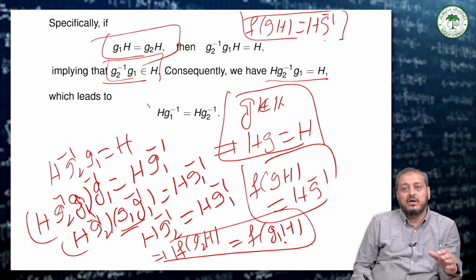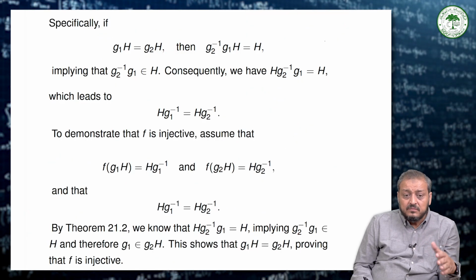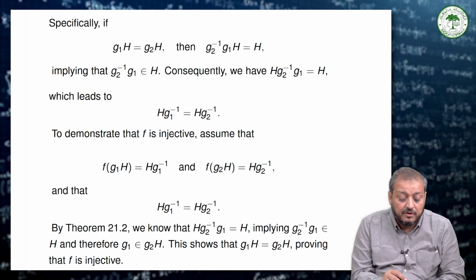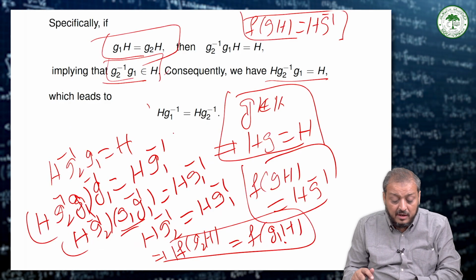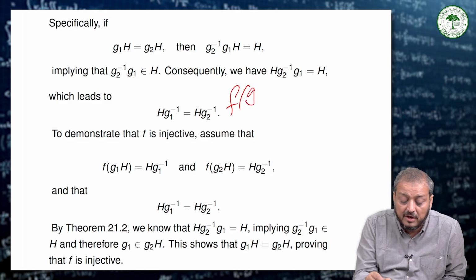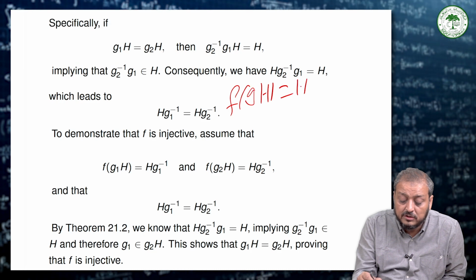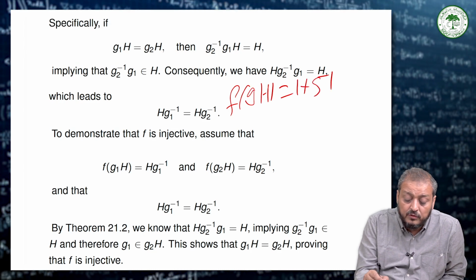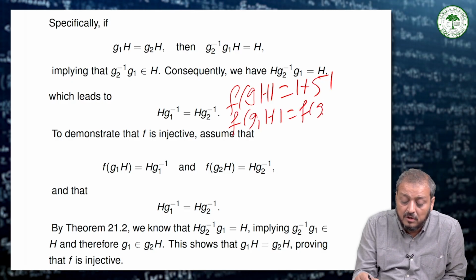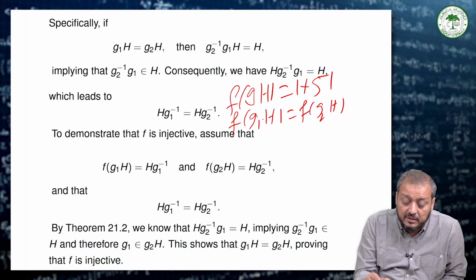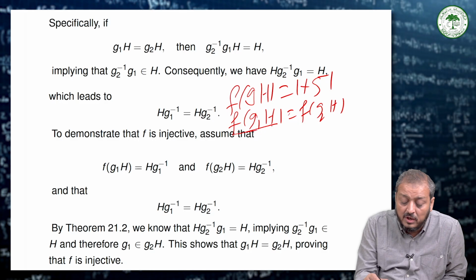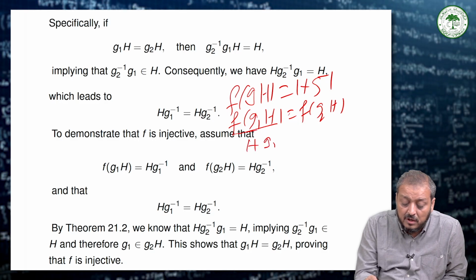Now the next part, we have to show that the map is injective, and then finally we have to show that it is surjective. So now let us try to demonstrate that f is injective. For injective, we again take the map defined in the form f of GH is equal to H of G inverse. So we take f of G1H is equal to f of G2H, and then by this, this is equal to H of G1 inverse.